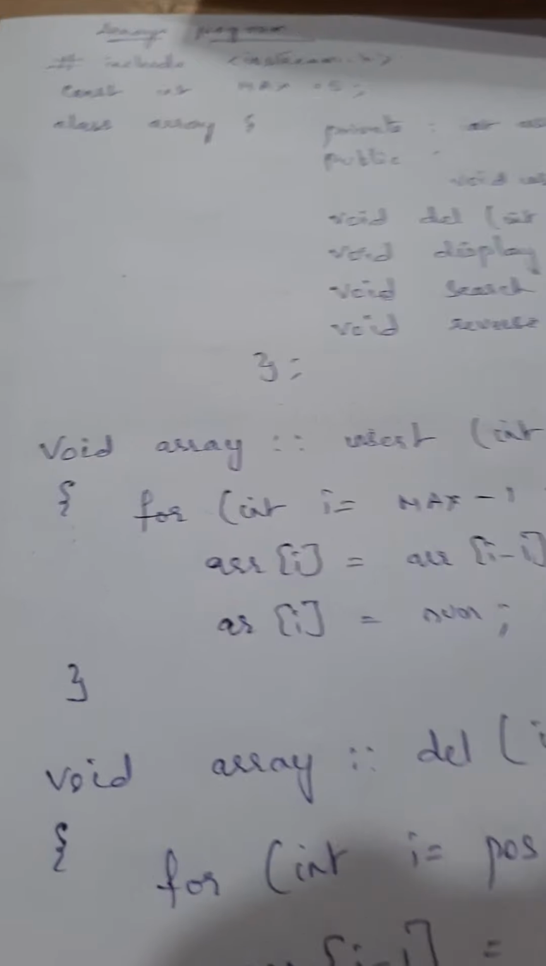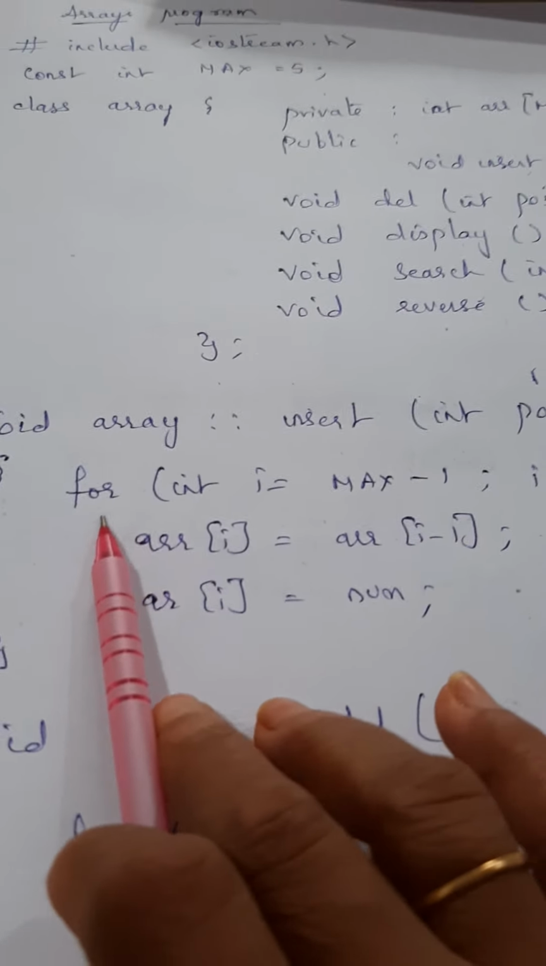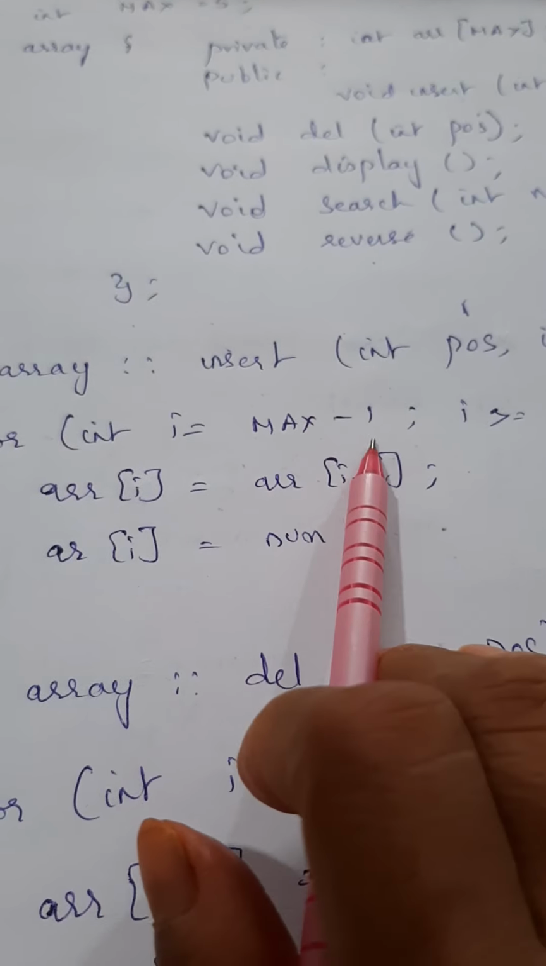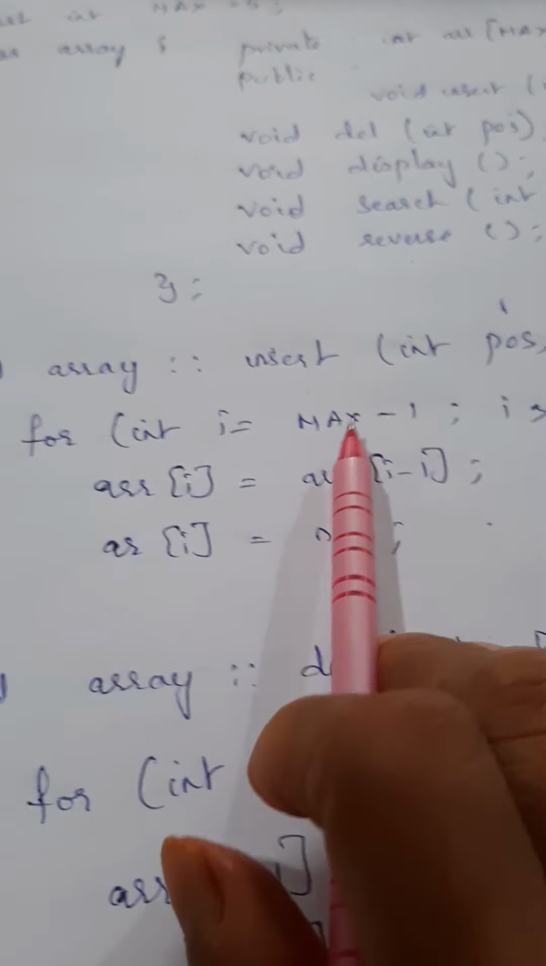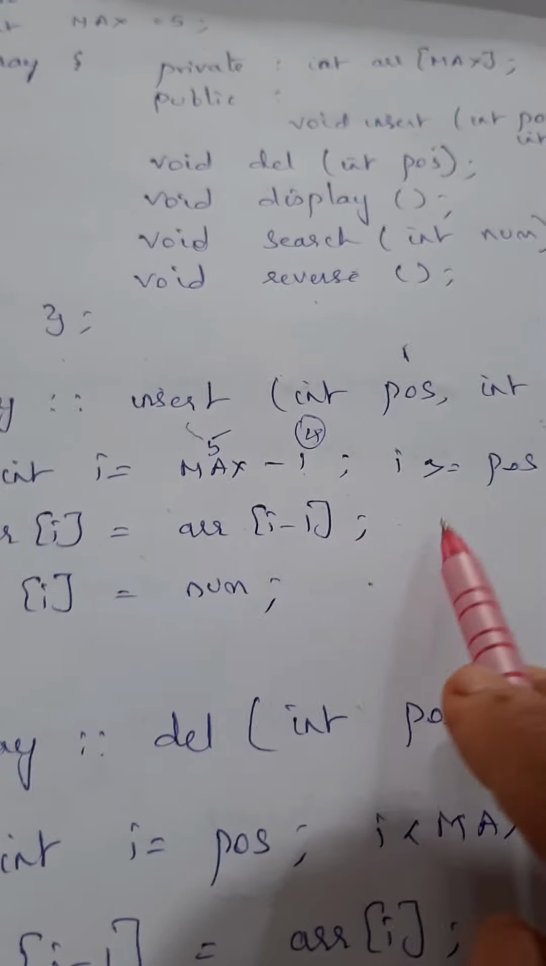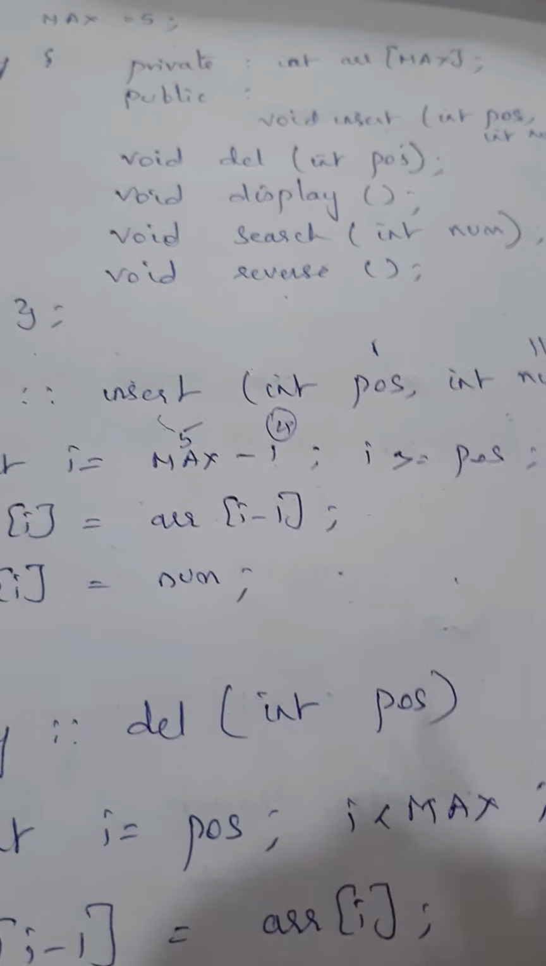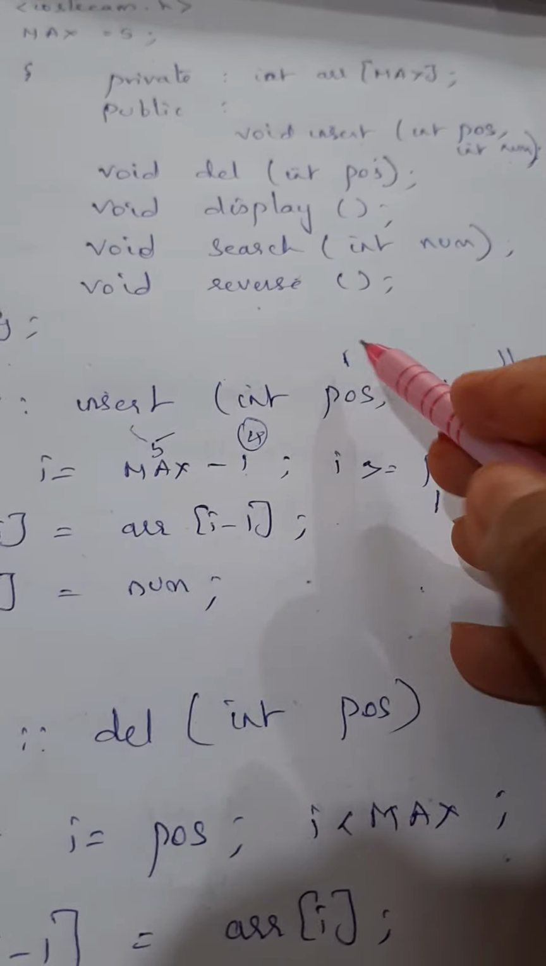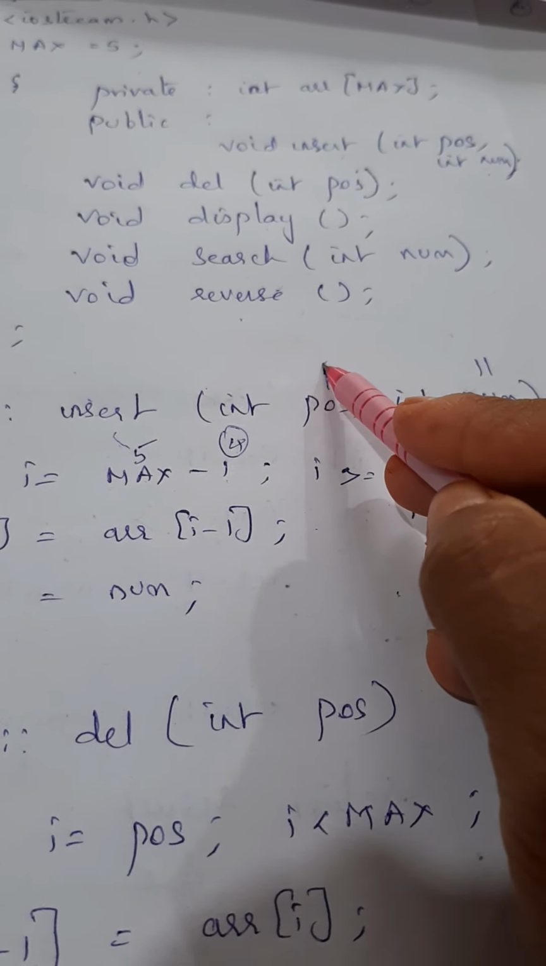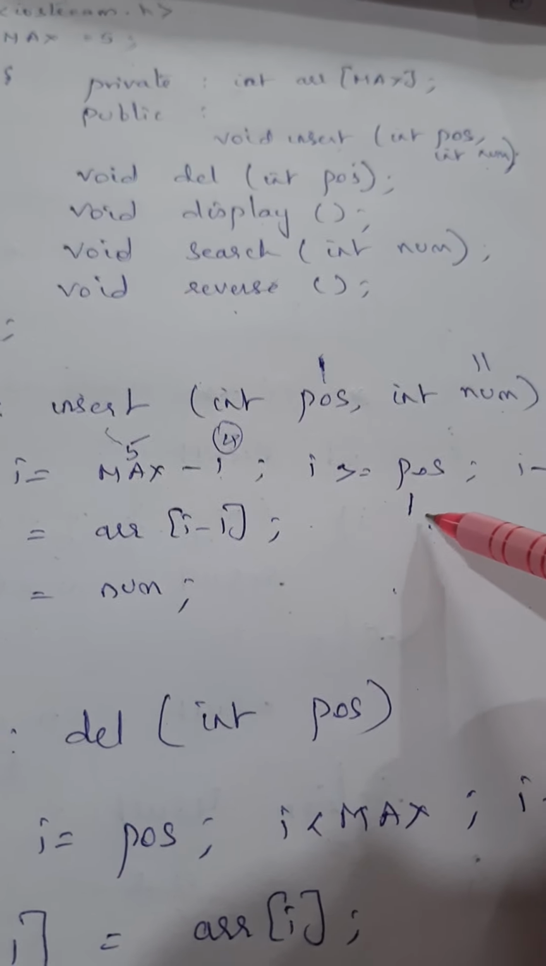Now when you enter into the array insert function, for int i = max minus 1. So what is the max value here? Max value is 5. So 5 minus 1 is 4. Okay, so i greater than or equal to position. What is position here? 1. Because whatever you are passing as a parameter, the same value will be considered here.